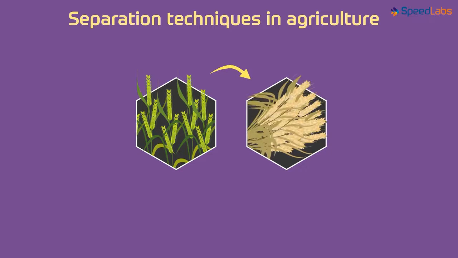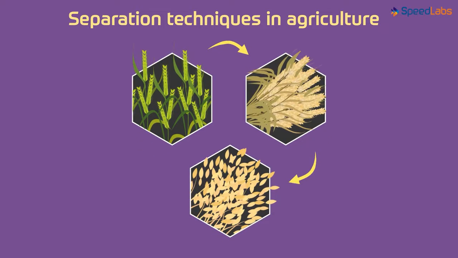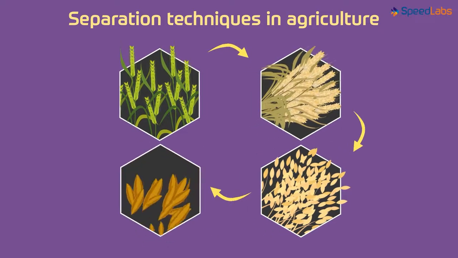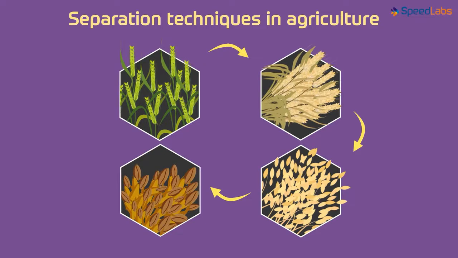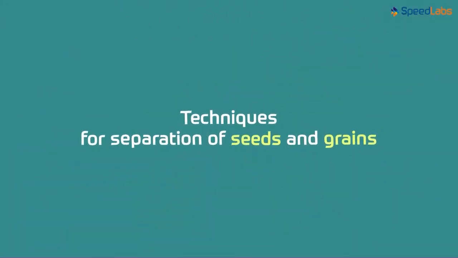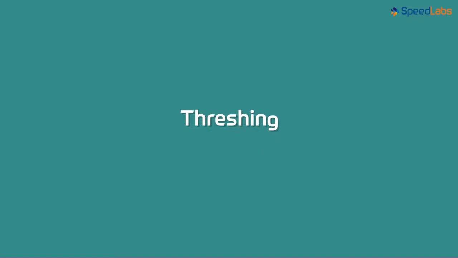After harvesting the crops, the seeds need to be removed from the complete crop. Then the grains and the covers need to be separated. Separation forms an unavoidable part of agriculture. Let us now have a look at the two important techniques used for separation of seeds and grains in agriculture. The first one on the list is threshing.